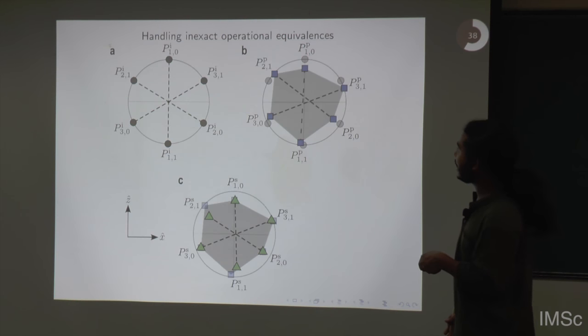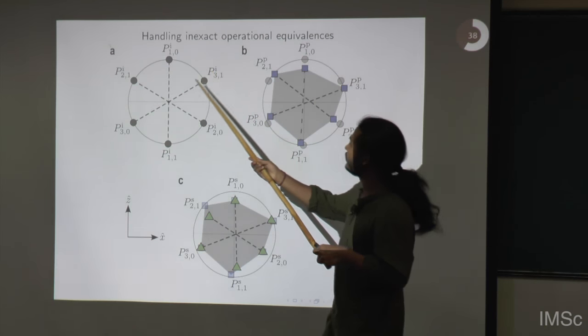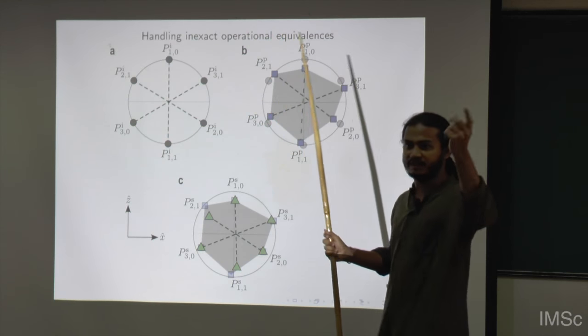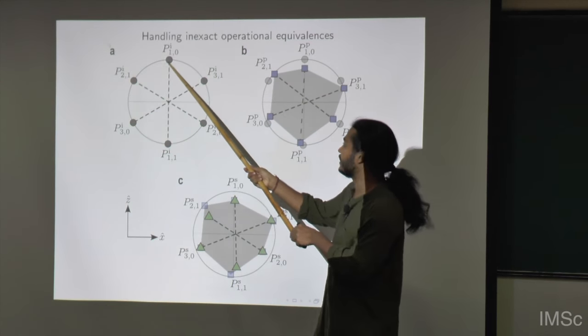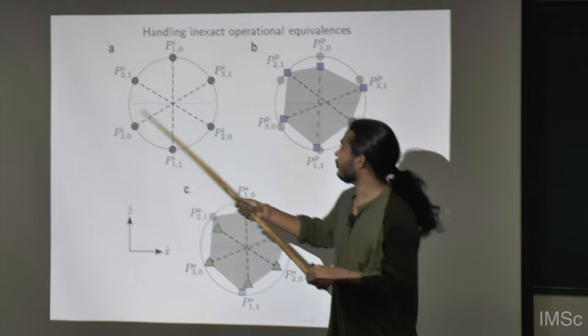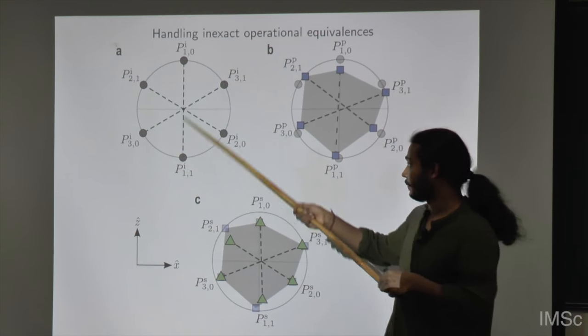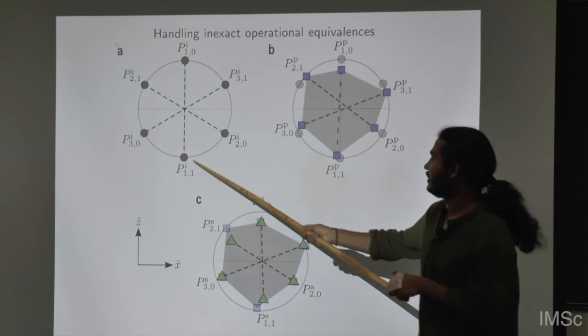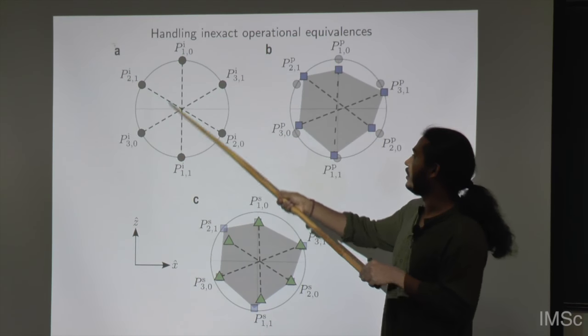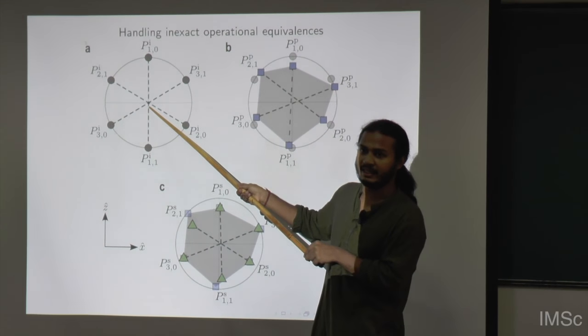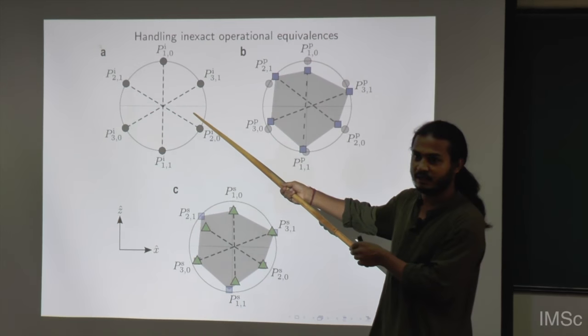And the way we handle operational inequivalence is this: the ideal set of preparations we wanted to do, those three projectors I showed you, were basically these states in quantum theory. The trine states are separated by 120 degrees on the ZX plane. Okay? And this is just orthogonal to this. And these three mix to the same density operator, which is the maximally mixed state in quantum theory.